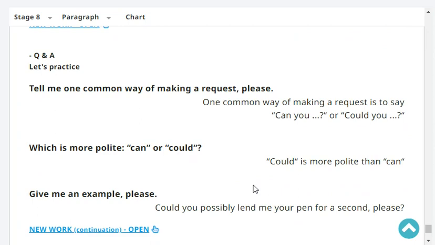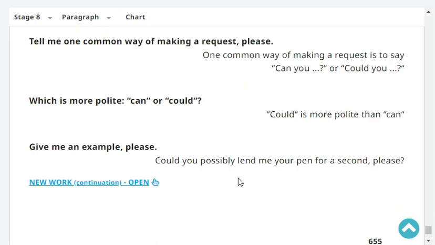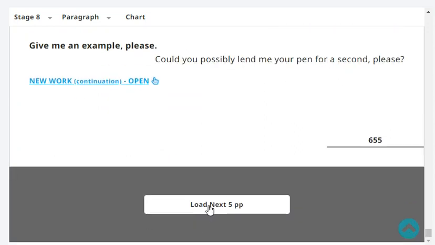Tell me one common way of making a request. One common way of making a request is to say, "Can you or could you?" Which is more polite, can or could? Could is more polite than can. Give me an example, please. Could you possibly lend me your pen for a second, please? Very good.